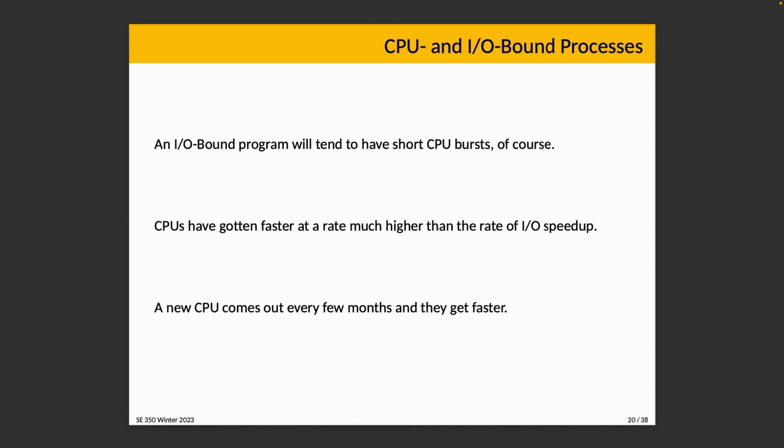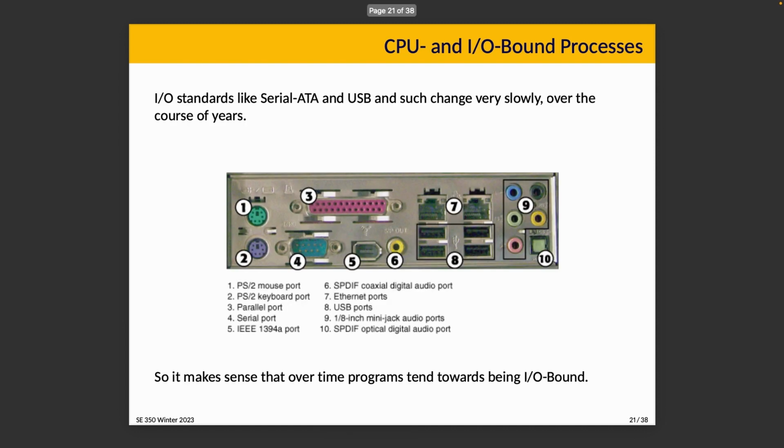So studies have been done on this, and over time we find that CPUs get faster at a rate much higher than the rate of I/O speedup. Right? This is probably not surprising to you. A new CPU comes out every few months, and the one you can get today is measurably better in terms of benchmarks as compared to a CPU from 6 months ago. But the same can't really be said about the I/O devices. I/O standards like serial ATA and USB and what have you change very slowly over the course of years.